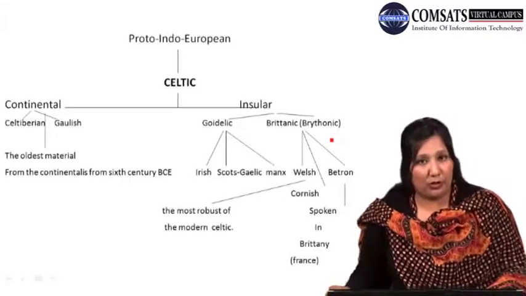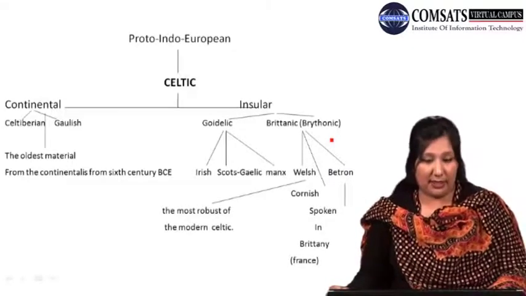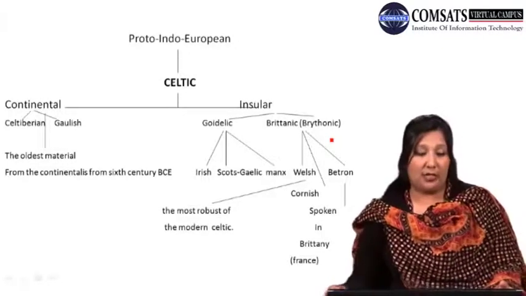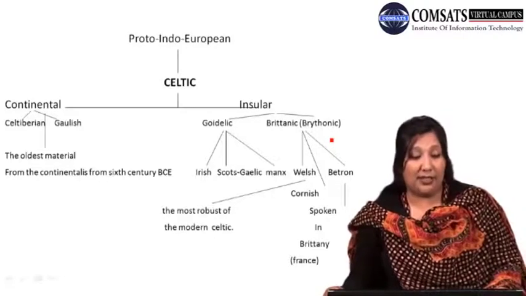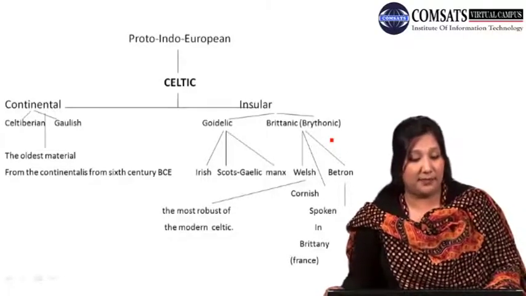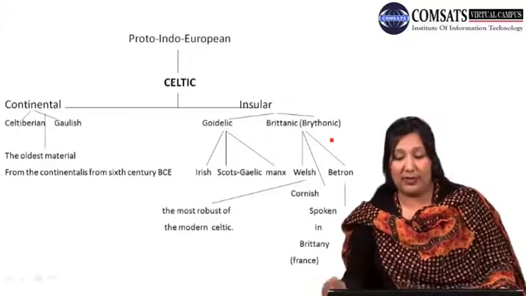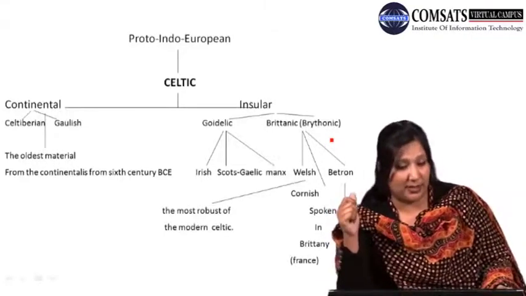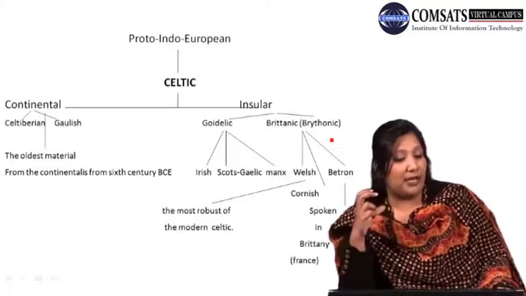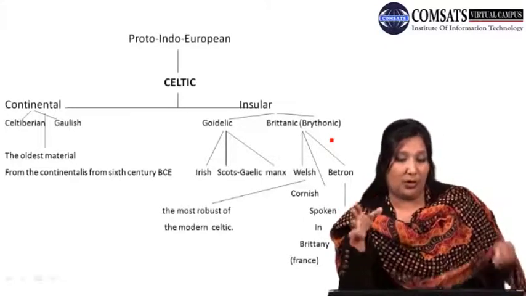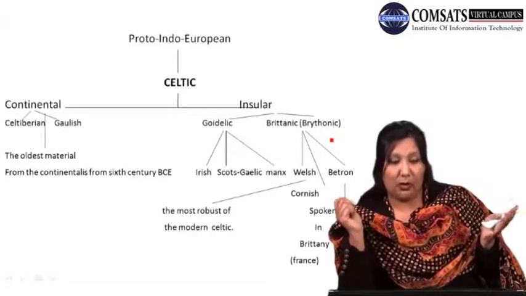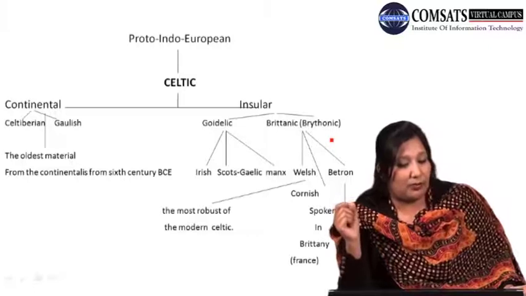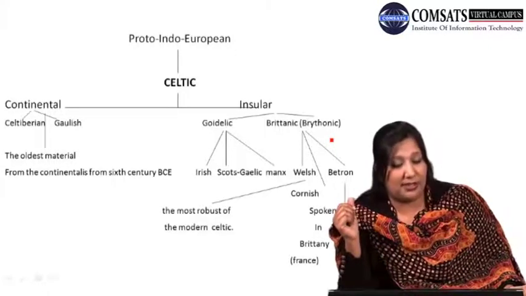Celtic is coming from the Proto Indo-European family tree, and this Celtic is further divided into 2 things, insular and continental languages. Within continental we have Celtiberian and Gaulish languages. Within insular we have Goidelic and Britannic languages. These 2 languages on the continental side are the oldest material, and from the continent it is from the 6th century BCE.